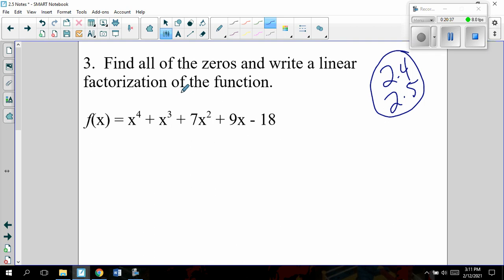is basically what we were doing in 2.4. The only difference is you can get some now that are complex zeros, so meaning they have imaginary numbers. Okay, it is going to start the same though. You are going to graph this thing, and you are going to look for, I'll say, candidates for synthetic division.